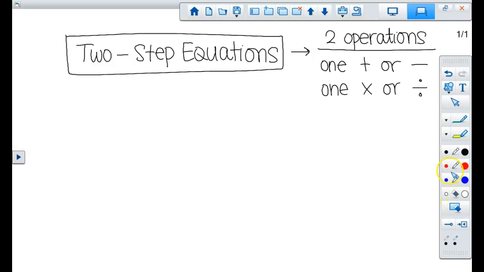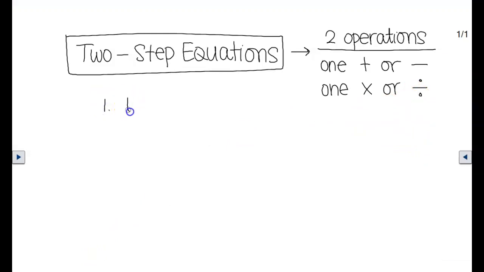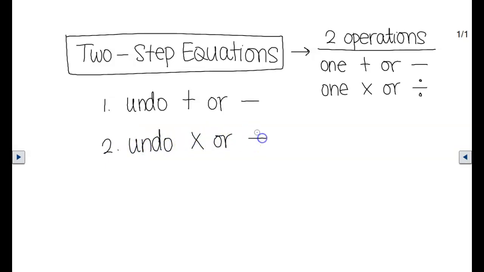Now, here is the kind of new part of that. We're going to add on to two-step equations. I've already told you you're going to have either an addition or a subtraction in your problem, and then a multiplication or a division. And it matters what order you undo those. So when you're doing a two-step equation, the first thing I want you to do is undo the addition or the subtraction first. So we're either going to add or subtract first when we're solving a two-step equation. And then the second thing I want you to do is undo either the multiplication or the division.